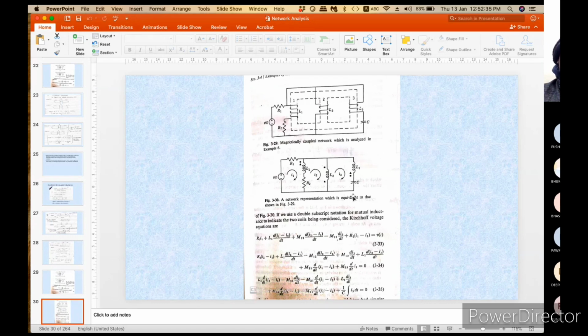For example, over here there are more than one coil interacting. As I said, the signs have been indicated, one by a dot, another by a triangle, the third one by this square kind of thing, and accordingly these equations will be written, and their signs will be decided.